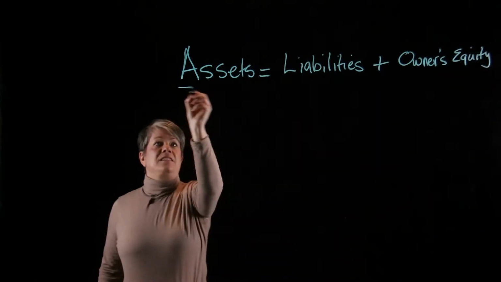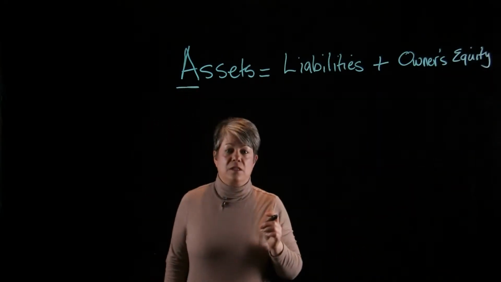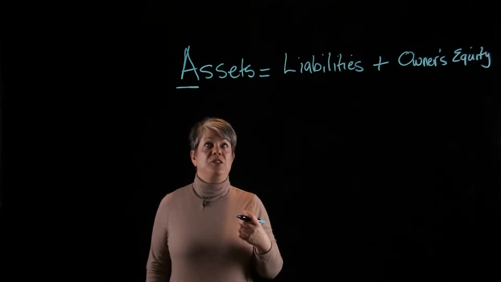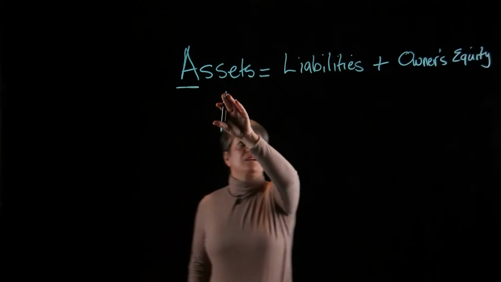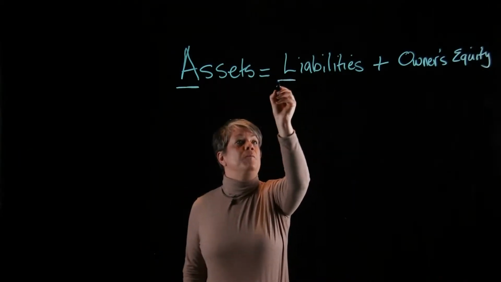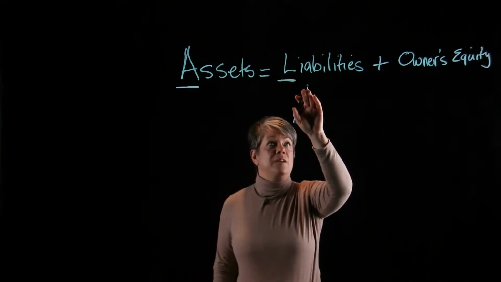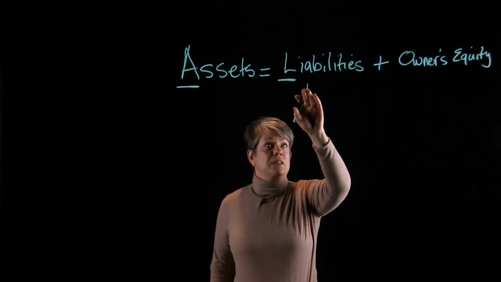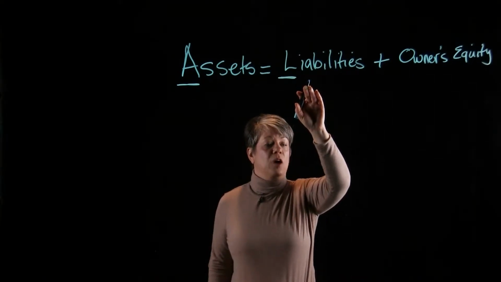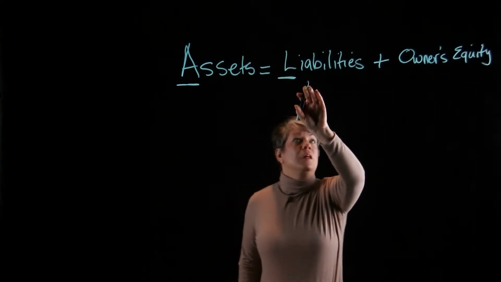Okay, assets are resources. Those are the benefits that the company has that they will use in their operation. Where do those assets come from? They can only come from two sources. If they come from sources outside of the company, they're liabilities. These represent obligations or things that we owe to someone else.